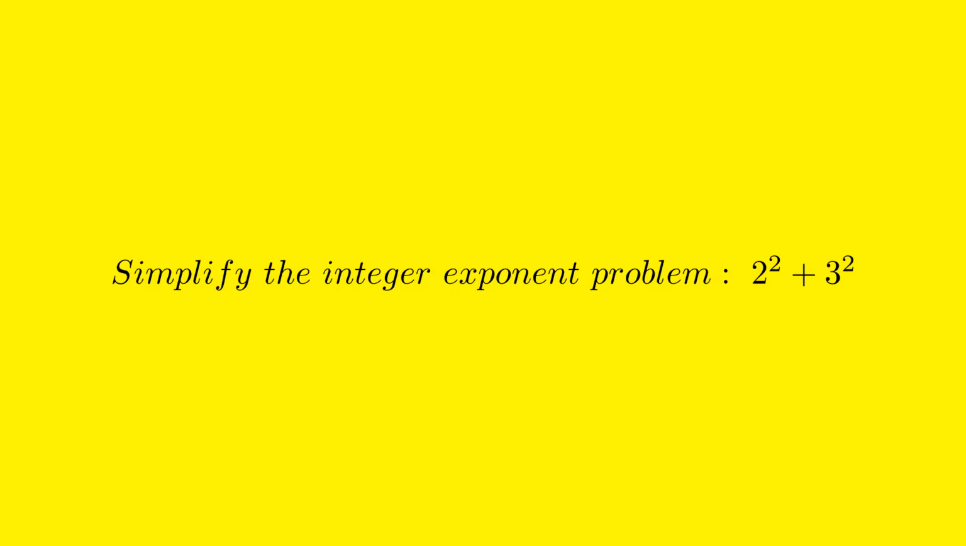This problem involves raising two numbers to the second power and then adding the results together. Let's go ahead and break it down step by step to find the solution. Let's begin.